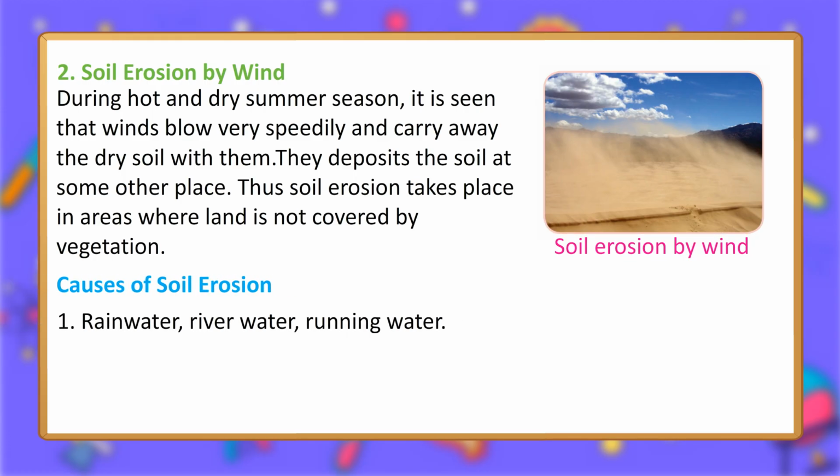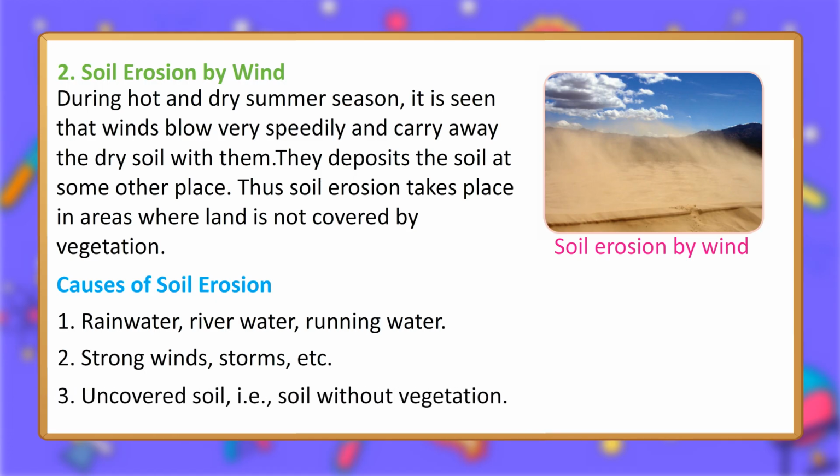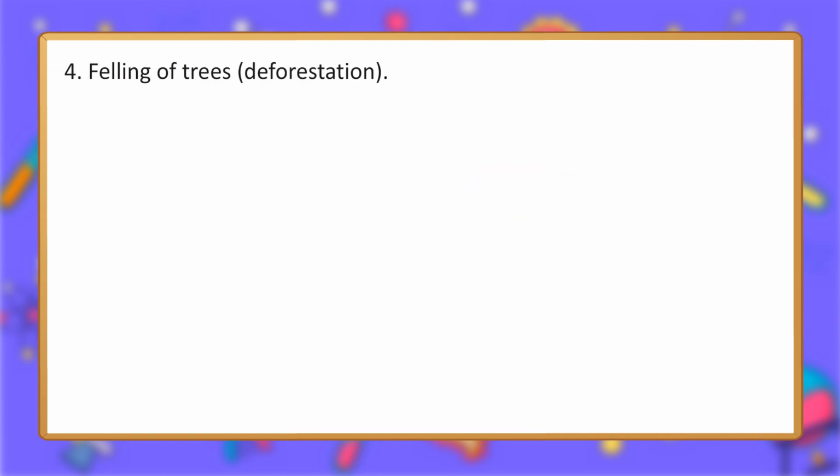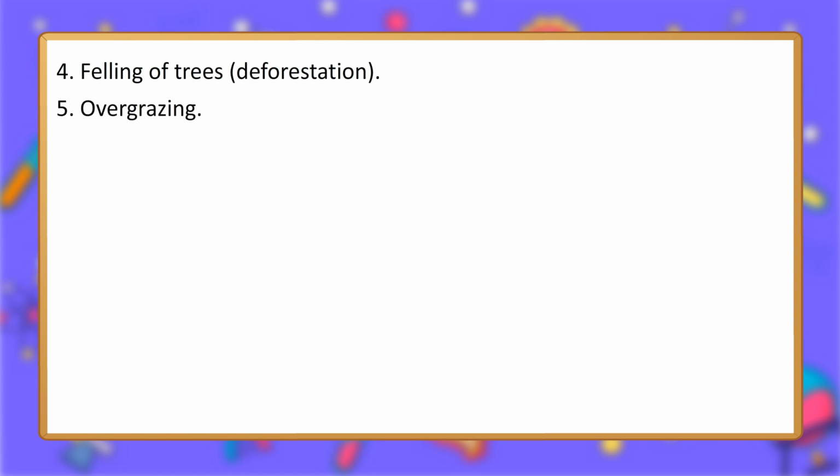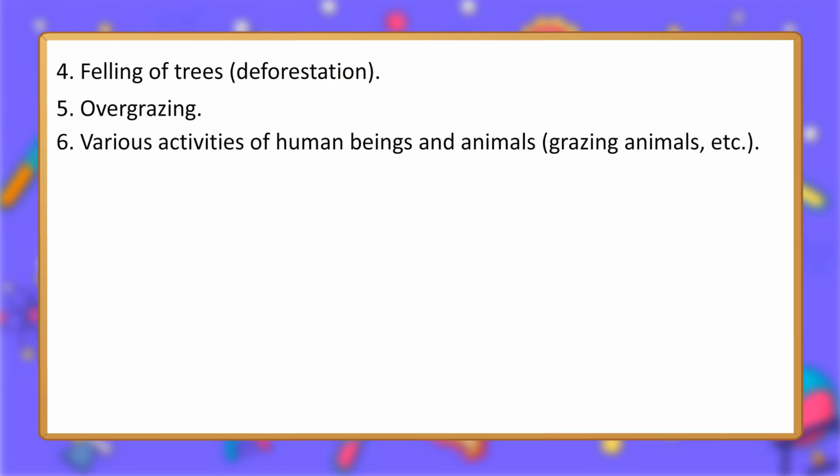Causes of soil erosion. 1. Rainwater, river water, running water. 2. Strong winds, storms, etc. 3. Uncovered soil, i.e., soil without vegetation. 4. Felling of trees, deforestation. 5. Overgrazing. 6. Various activities of human beings and animals, grazing animals, etc.